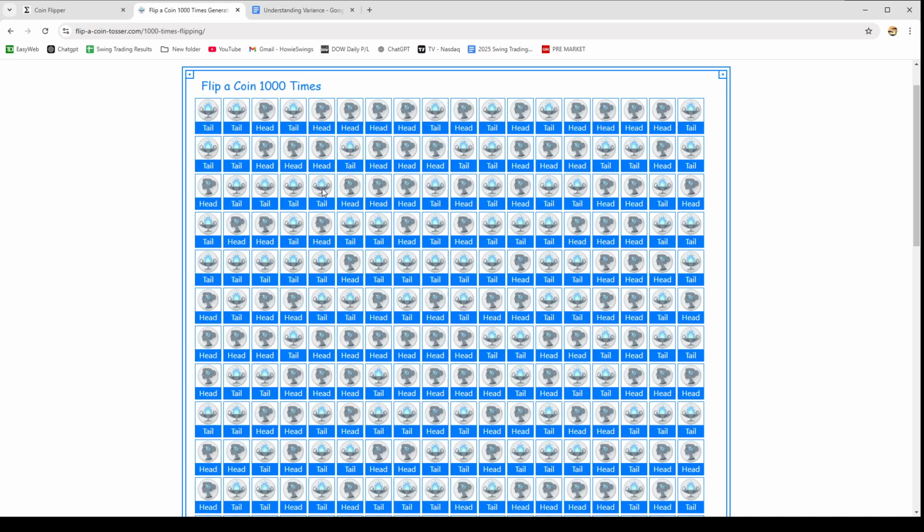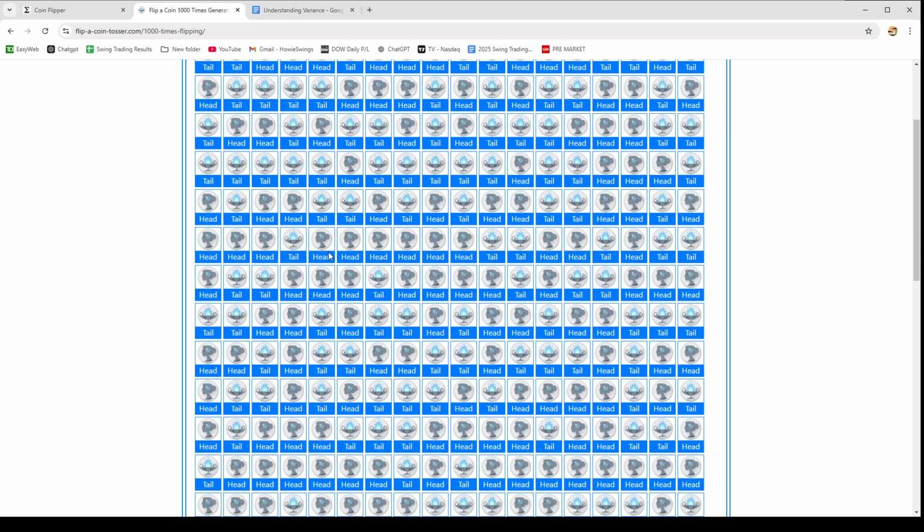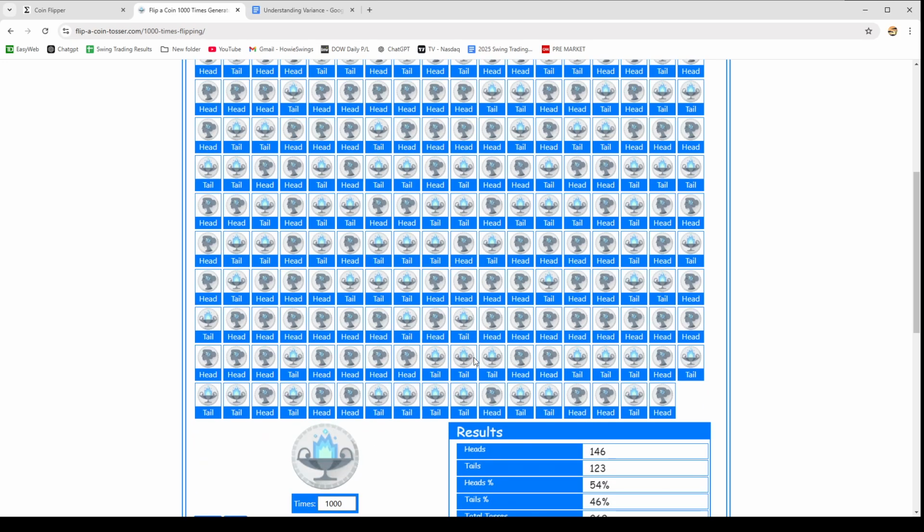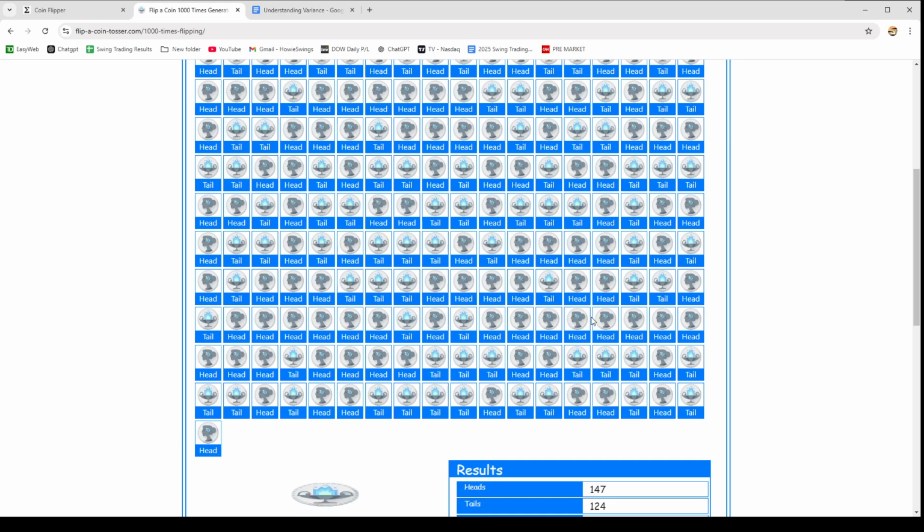4 tails in a row. There's a 5 tails in a row. There's a 2, 4, 6, 7 tails in a row. So even on these 50-50 flips, lots of streaks. 2, 4, 6 heads in a row over here, and so on and so forth. We can go. This is a monster one. Look at this one. 2, 4, 6, 8, 10, 11 heads in a row.